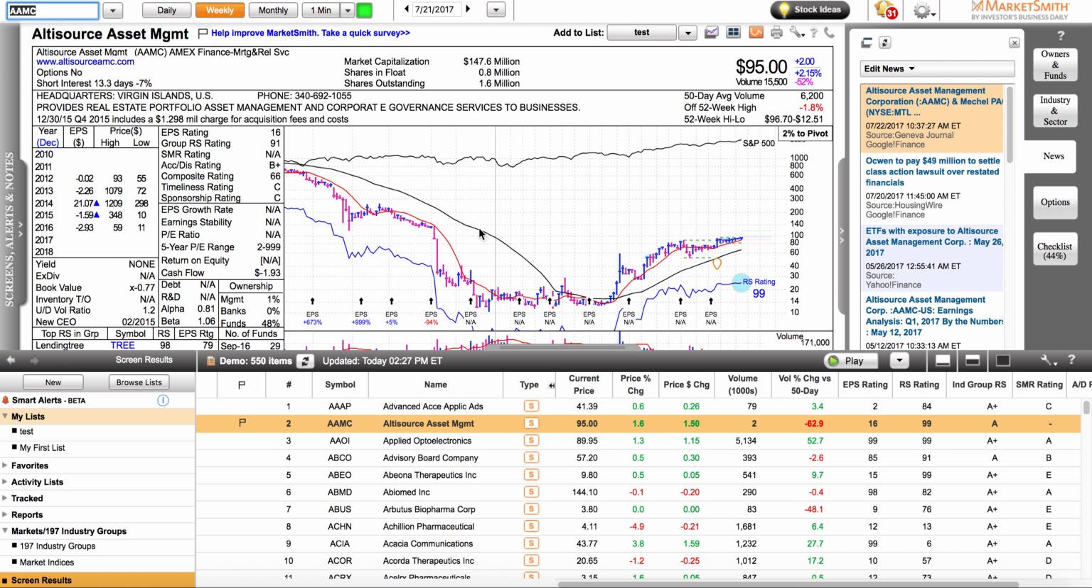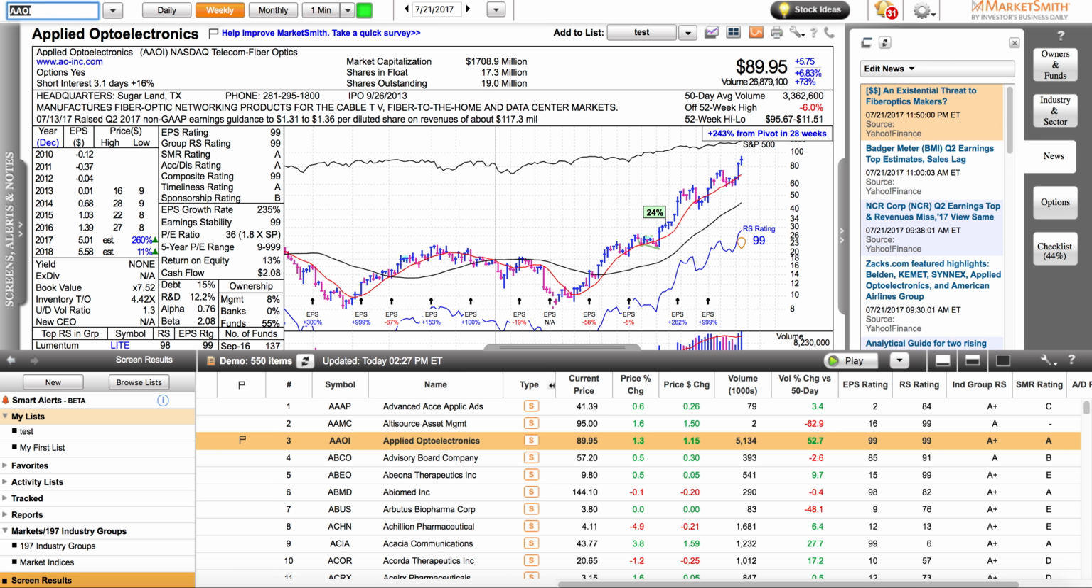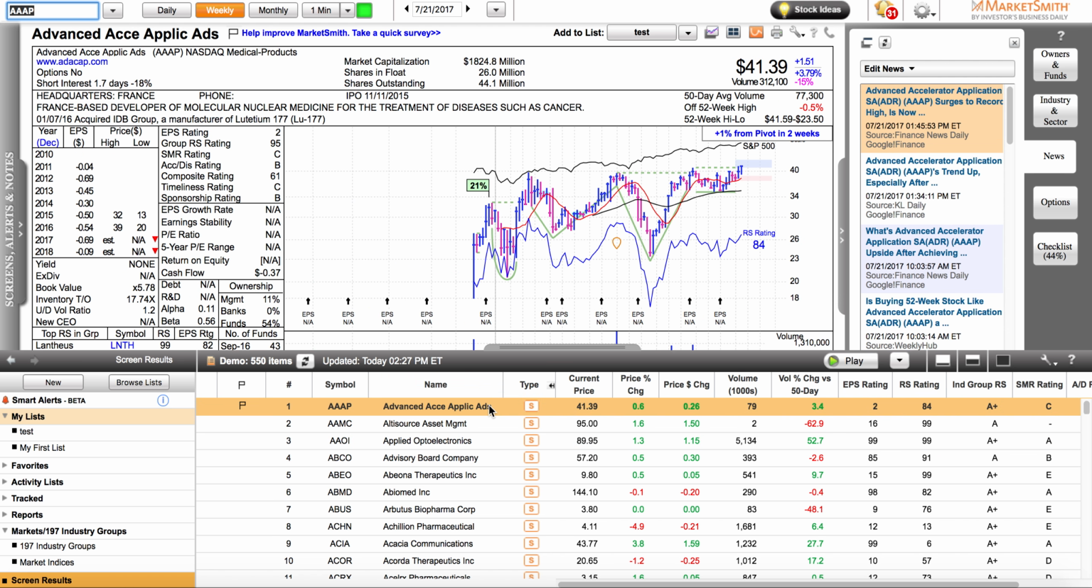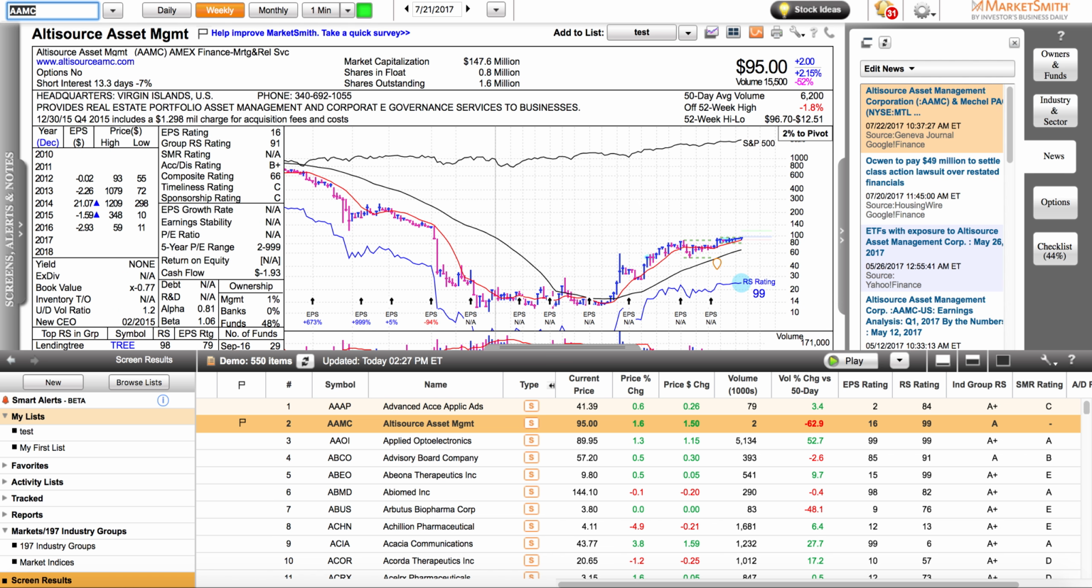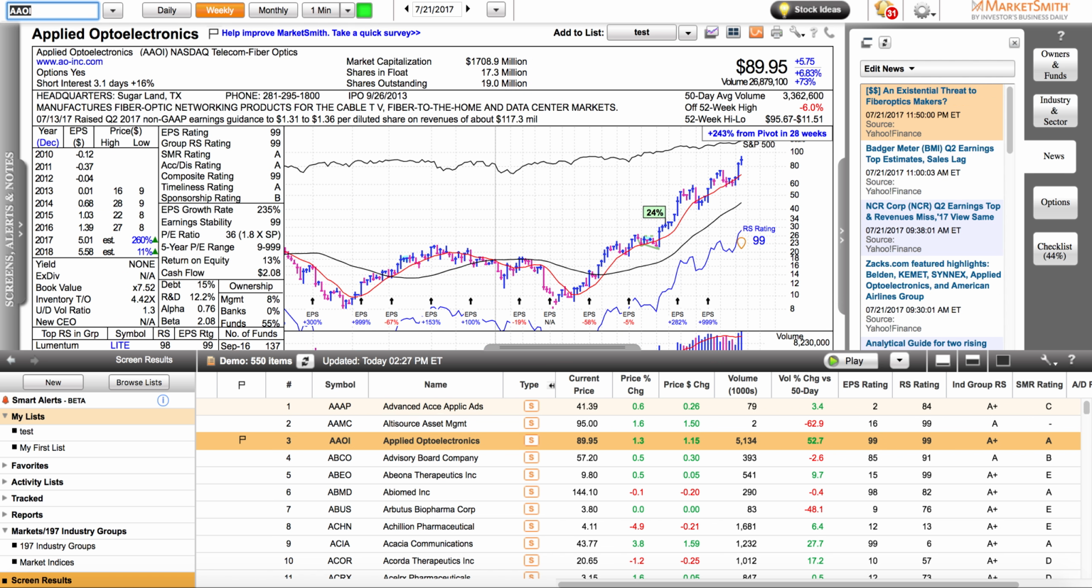So just by looking at the top 2 stocks, you actually got 2 ideas right there. So you can quickly browse through it on MarketSmith. That's a really easy way to collect the top stocks in the top industry. And that's pretty much it.